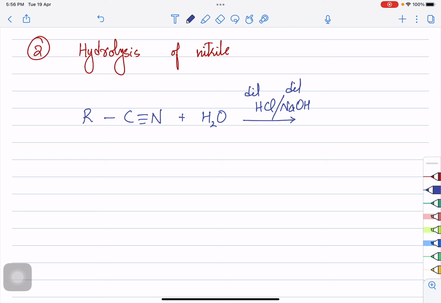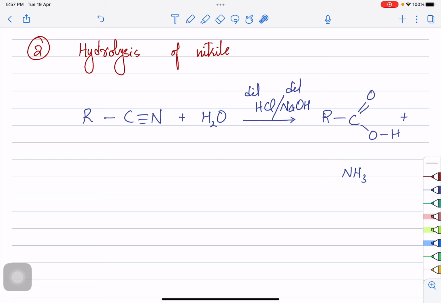Okay, so what will happen now is that first of all this bond will break. So the carbon nitrogen bond breaks. This carbon is hydrolyzed. This nitrogen is hydrolyzed. So what you're going to get is two products. आपको यहाँ पर carboxylic acid मिलेगा, और इस नाइट्रोजन के साथ आपको अमोनिया मिलेगा. So carbon will hydrolyze to carboxylic acid. Nitrogen will become ammonia. But it depends कि आपने किस मीडियम में ये रिएक्शन किया.